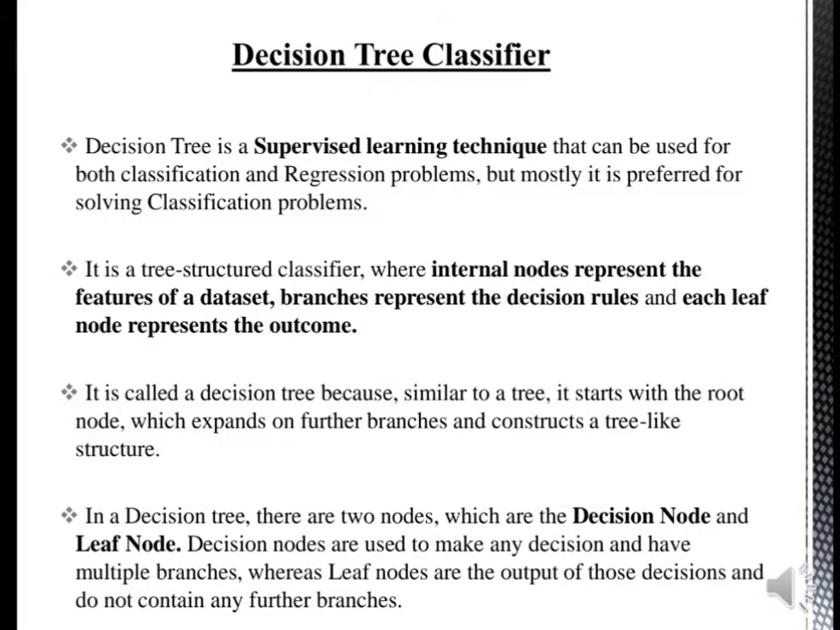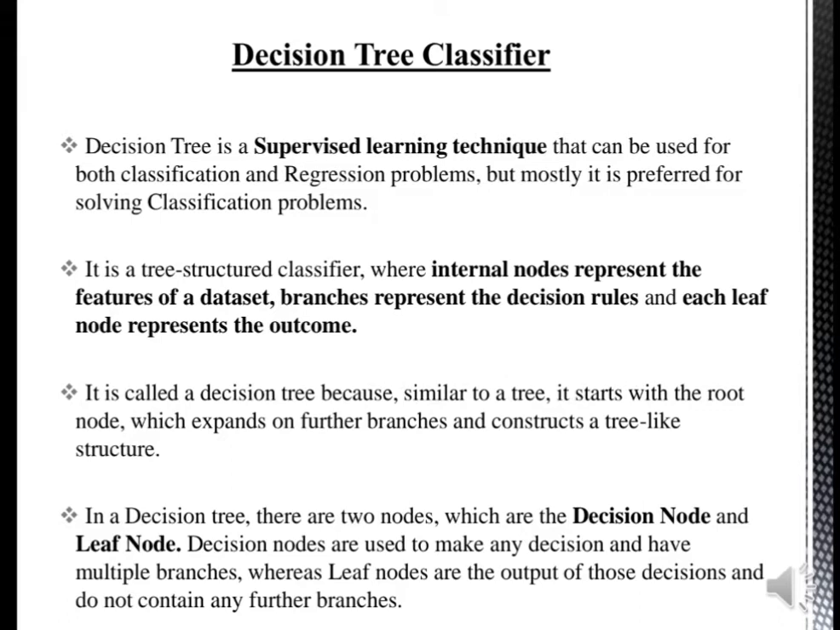Decision tree classifier. Decision tree is a supervised learning technique that can be used for both classification and regression problems, but mostly it is preferred for solving classification problems. It is a tree structure classifier where internal nodes represent the features of a dataset, branches represent the decision rules, and each leaf node represents the outcome. It is called a decision tree because it is similar to a tree. It starts with a root node which expands on further branches and constructs a tree-like structure.